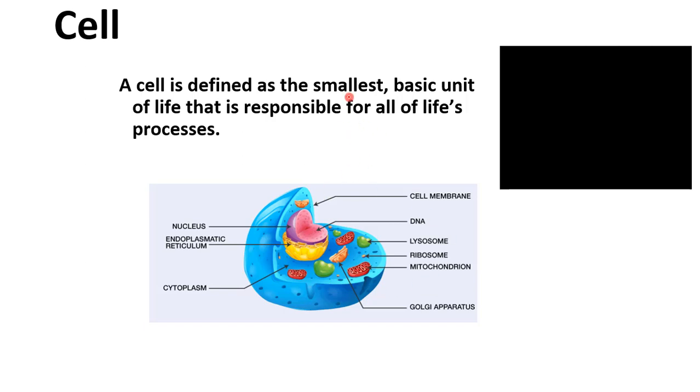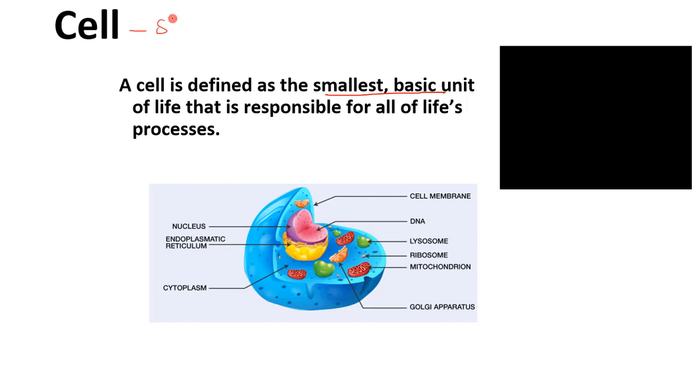A cell is said to be the smallest basic unit of life, responsible for all life processes. Like we breathe, we talk, we eat, we excrete, we respire, we digest. Everything we do in our body is because of cells. So the cell is said to be the smallest and basic unit of life.